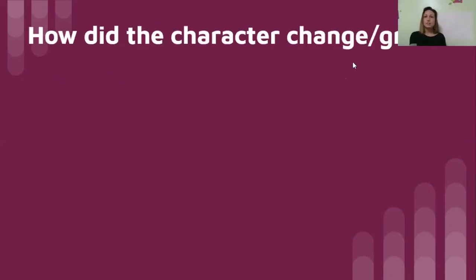And how did the character change or grow? How did Edward change or grow through the story?